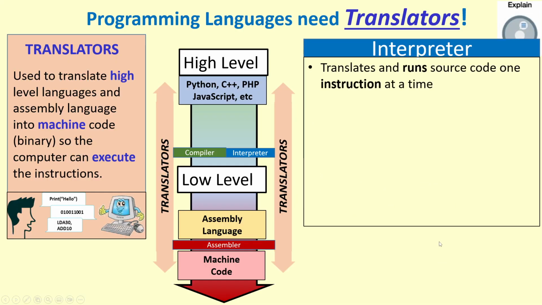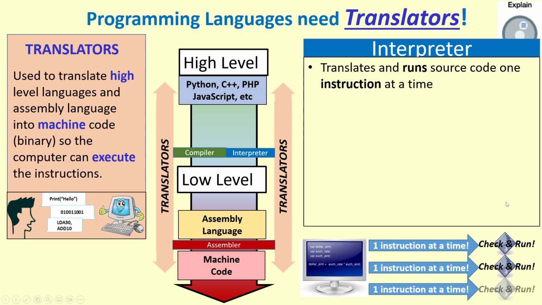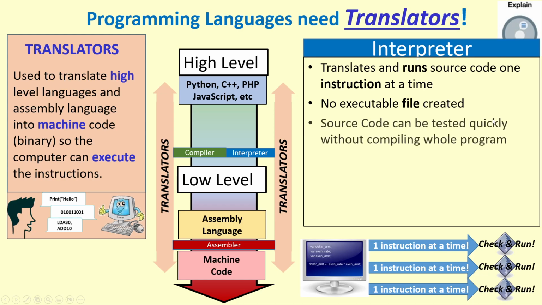An interpreter, however, is very different. An interpreter runs source code one instruction at a time. One instruction, check and run. There is no executable file created. It doesn't create an executable file.